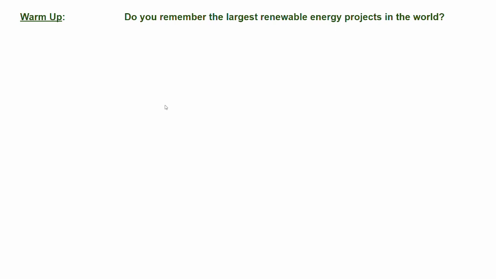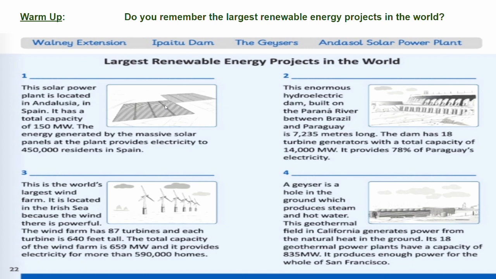Actually, 4 projects were presented previously, which are: number 1 is Andasol solar power, which is in Spain. Number 2 is Itaipu Dam, which is between Brazil and Paraguay. Number 3 is Walney Extension, which is in the Irish Sea. And number 4 is the Geysers.